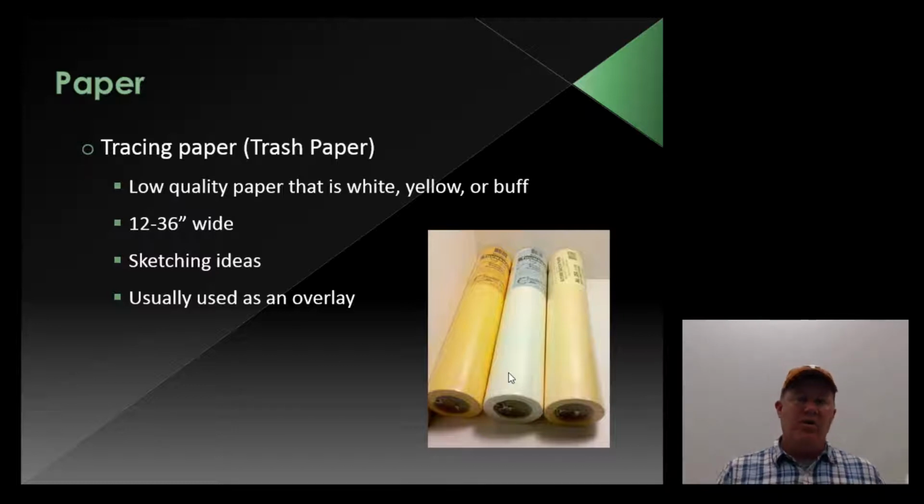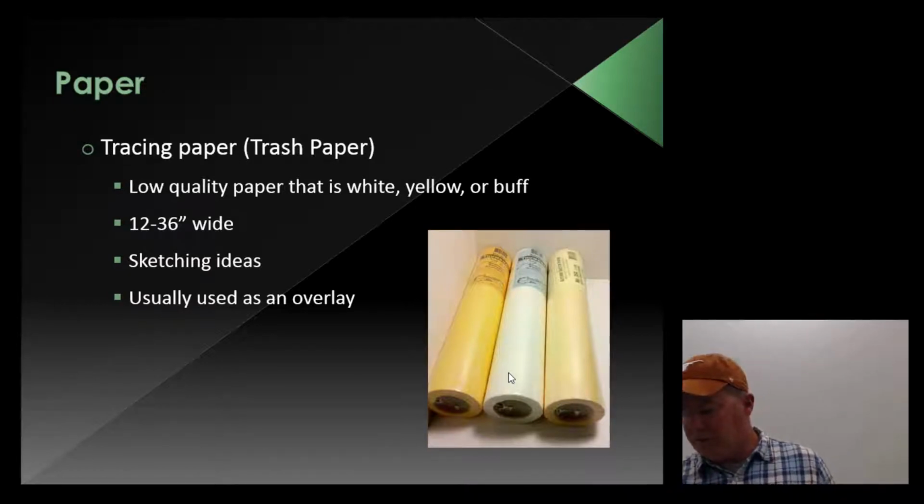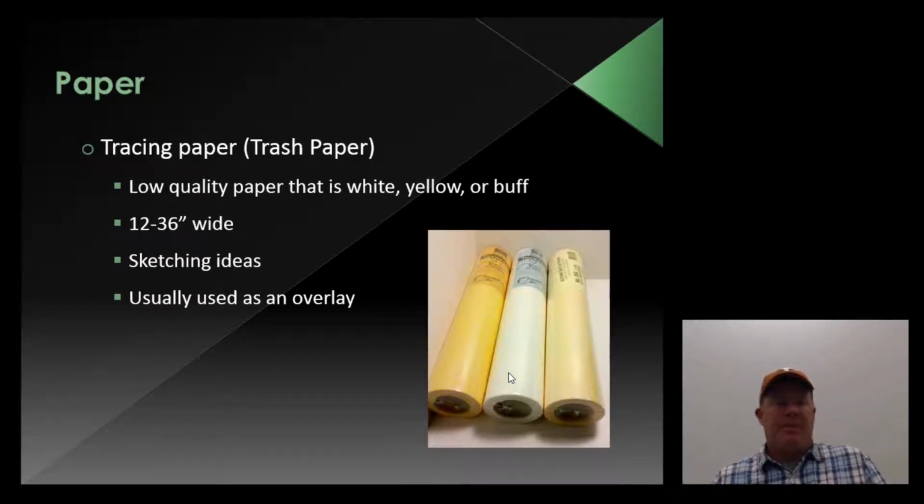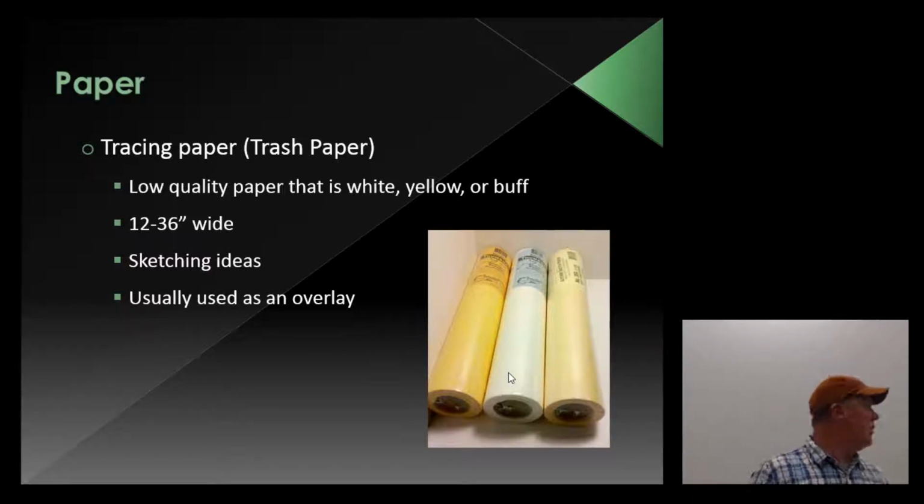Clients are actually hiring us to solve a problem. When we're putting in an irrigation system, we're solving the problem of a non-irrigated lawn or dry areas in their garden. They're hiring us to problem solve. We, as designers, solve with this tool right here first. When we go to the drafting table or the drafting board, this is our number one tool. This is how we get started. It's a low quality paper that again can be white, yellow, or buff. It comes in various roll sizes of 12 to 36-inch width, and that's when we're talking this height. It's used for sketching ideas and usually used as an overlay.